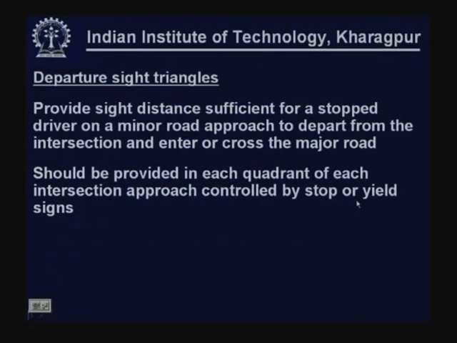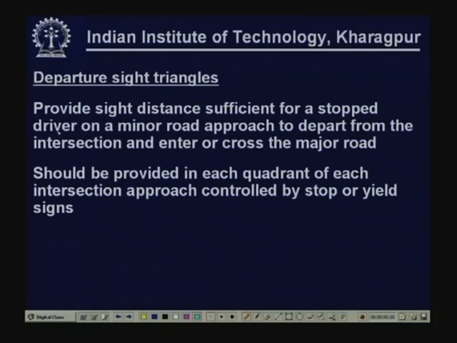For departure side triangle, it is the same side triangle, same concept, but here it is to provide side distance sufficient for a stopped driver on a minor road approach to depart from the intersection and enter or cross the major road. So, in one case, approach side triangle is for moving vehicles; departure side triangle is for stopped vehicles.